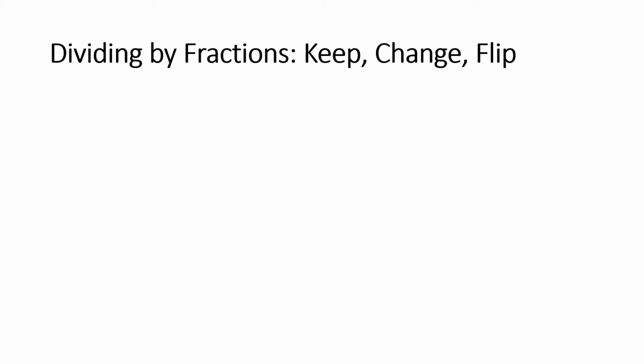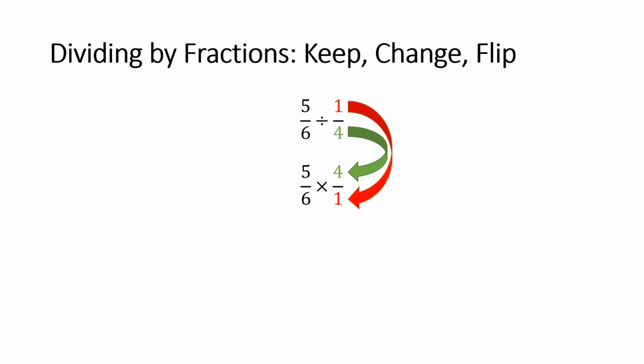Dividing by fractions is a bit more complex, but there's a simple trick that makes it easy. Keep, change, flip. Here's an example. Instead of directly dividing, we're going to keep the first number, change the division to multiplication, and flip the fraction we're dividing by. More technically, this is known as multiplying by the reciprocal.